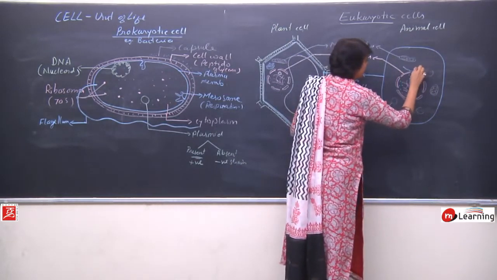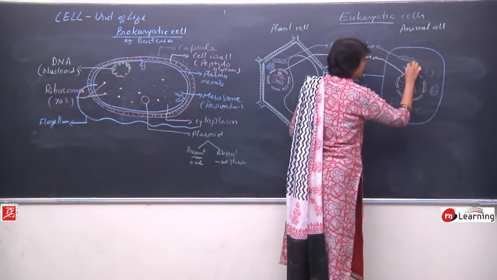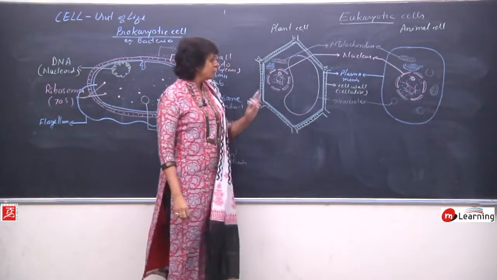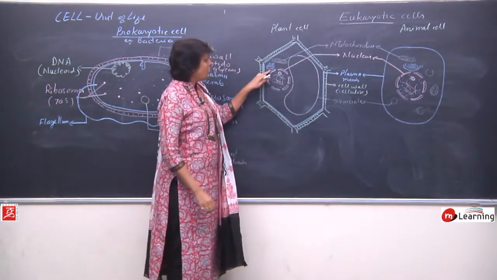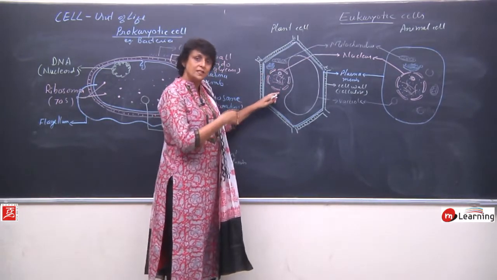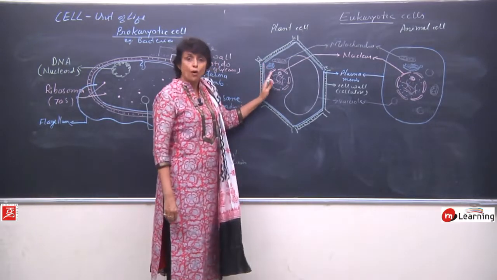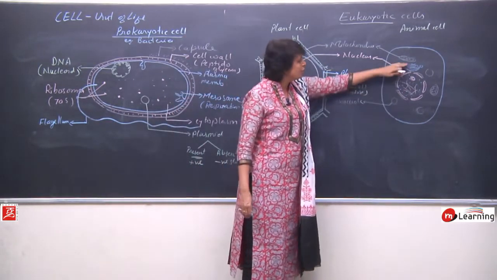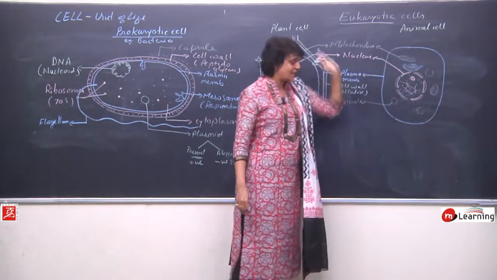In case of animals, normally the number is 1, and whenever we draw Golgi complex we have to remember that the convex side should be facing the nuclear membrane. Why this happens, that we will study when we come to the organelle. So here also we have shown the convex side towards the nucleus and concave side towards the plasma membrane.